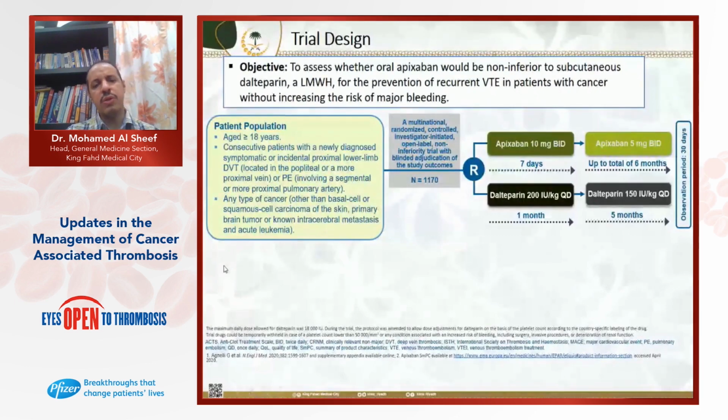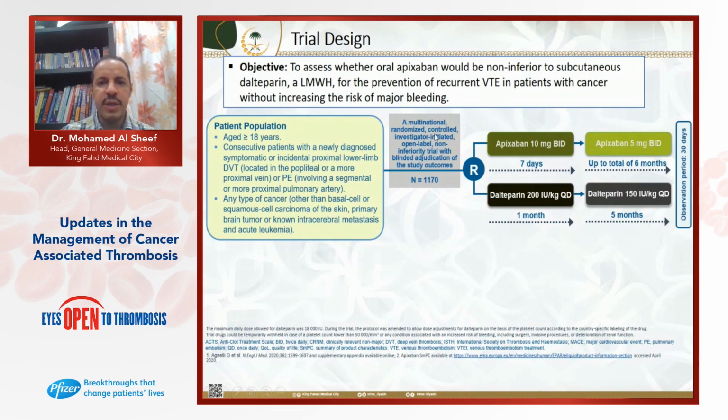And acute leukemia. We know leukemia patients are very difficult to manage, because they have severe pancytopenia and thrombocytopenia, platelets of 10, sometimes 5. I know this is very cumbersome, very challenging. So these patients are different from other cancer patients, so they were excluded. This is the reason why they excluded these patients.